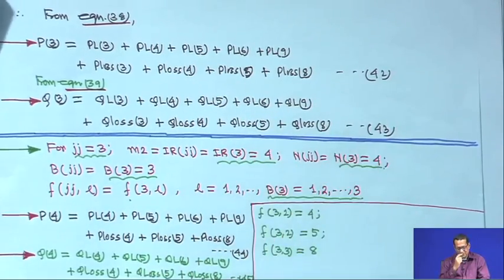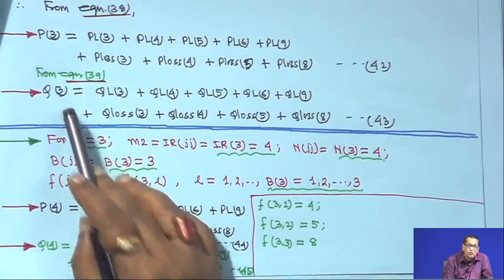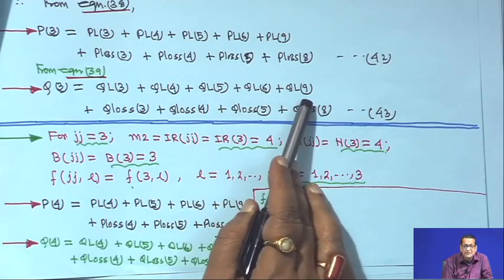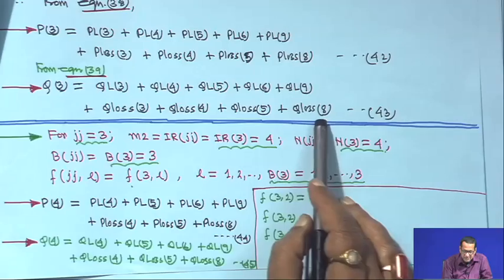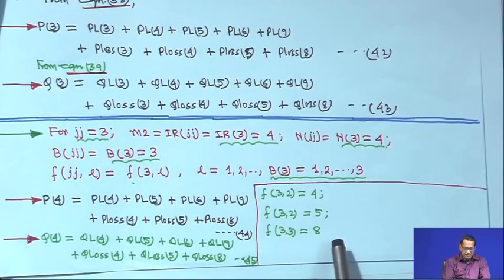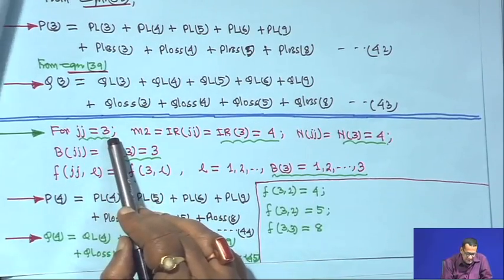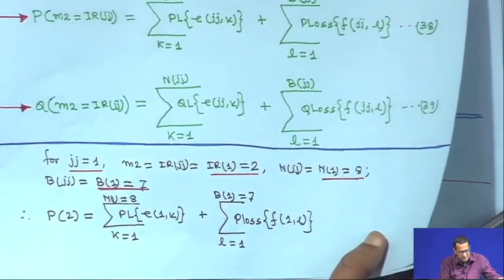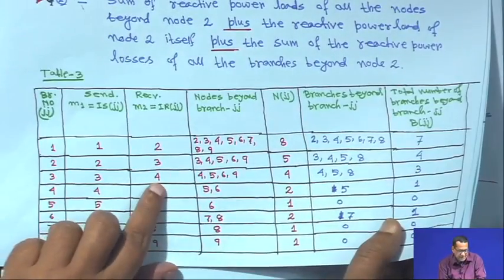This is equation 42. Similarly, from equation 39, Q3 is equal to QL3 plus QL4 plus QL5 plus QL6 plus QL9 plus Q loss 3 plus Q loss 4 plus Q loss 5 plus Q loss 8. This is equation 43. This is for branch 2, and for jj equal to 3, branch 3, M2 is equal to IR3 is equal to 4. That means, for branch 3, your receiving end node is 4.